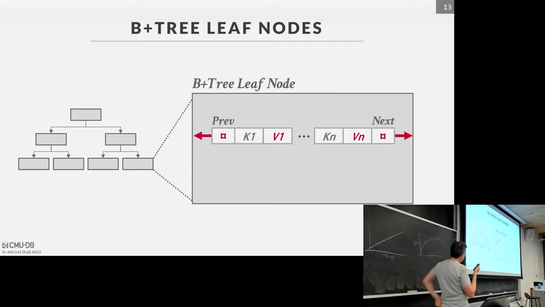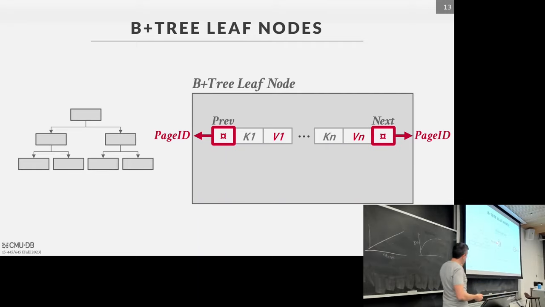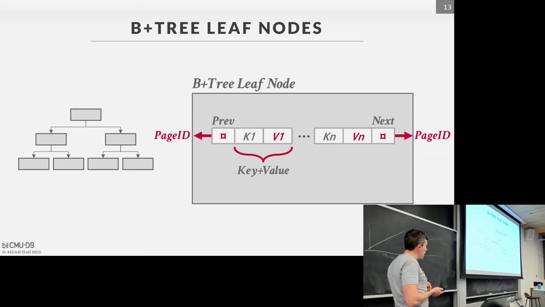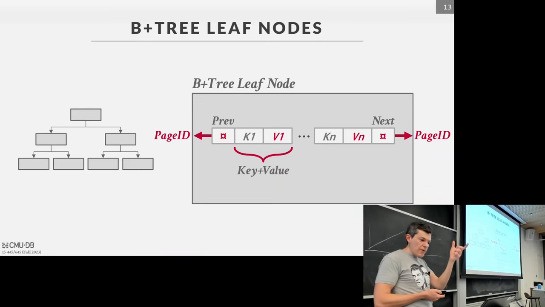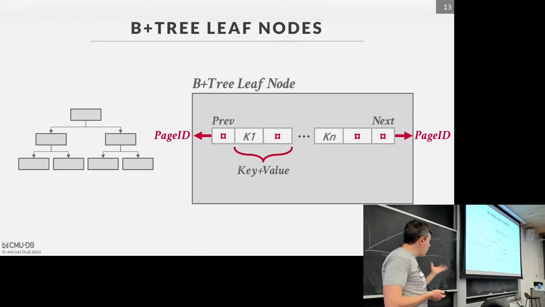All right. So here's what our node looks like. Assuming this is a page, we're going to have this array of keys and values. And then we'll have these pointers here that'll be just a page ID to the previous one and to the next one along our level. The key value pairs could either be stored one after another. If it's an inner node, then the values would just be pointers, again, record IDs.